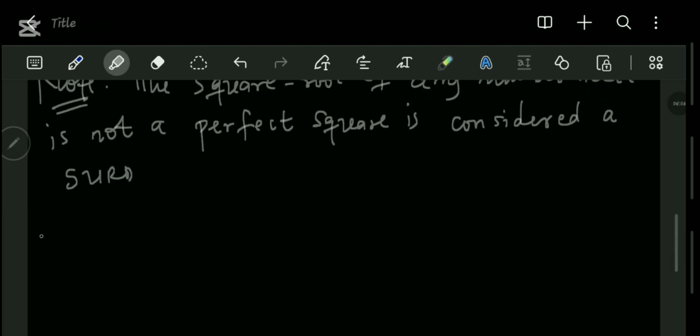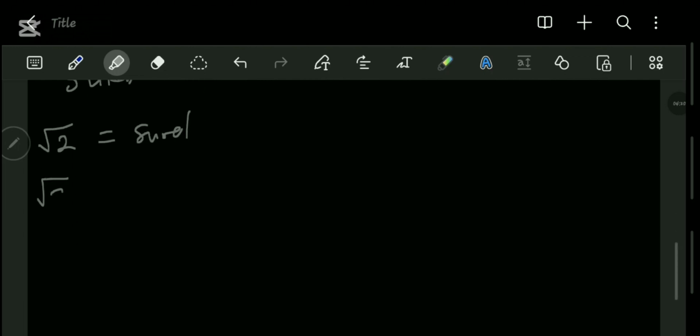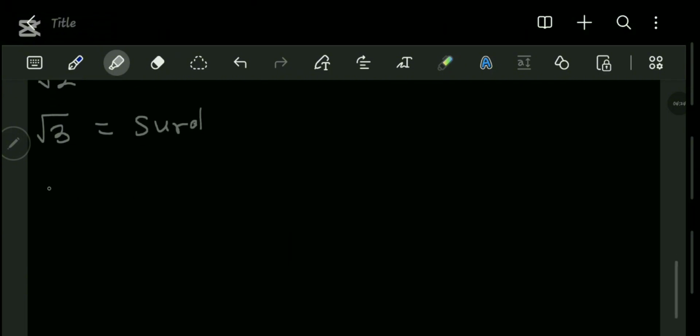So when I give you, for instance, the square root of 2, this is not a perfect square, right? There's no number that multiplies to give you 2. So it is a surd. The square root of 3 is also a surd. If I give you the square root of 4, you can't say this is a surd because 4 is a perfect square. The square root of 4 is 2, right? So when the number is a perfect square, it's not a surd.